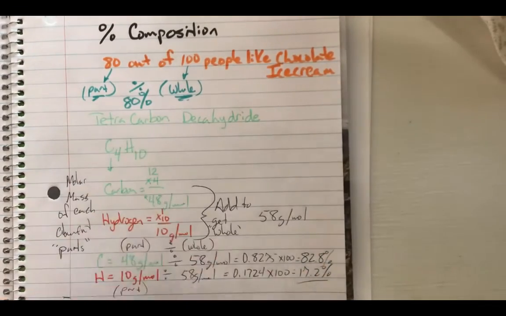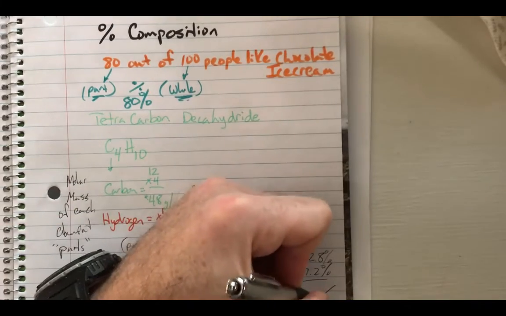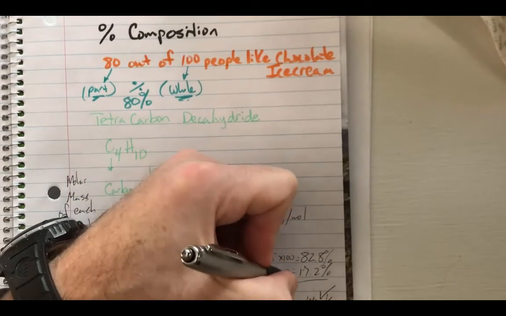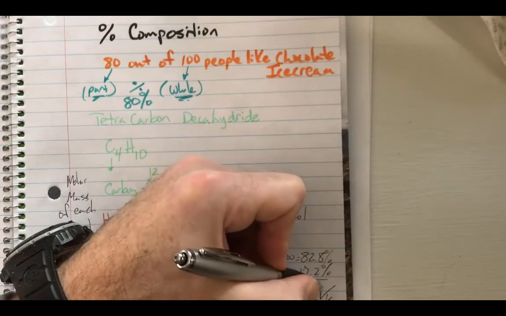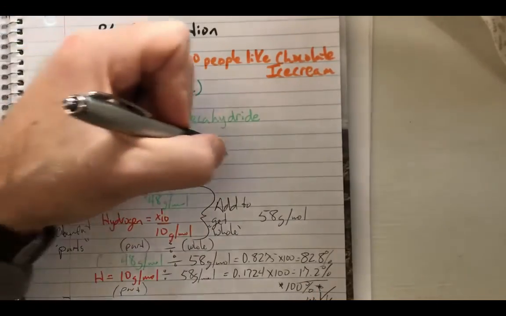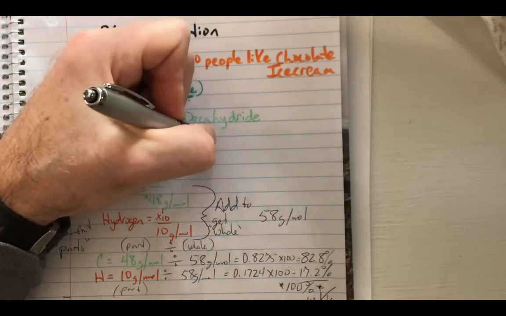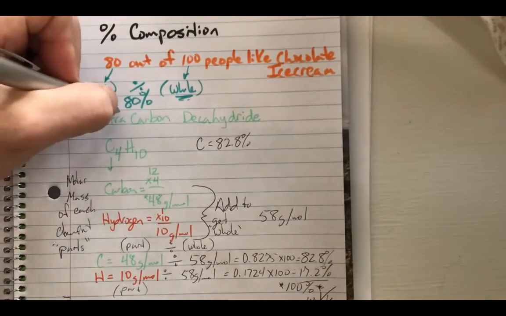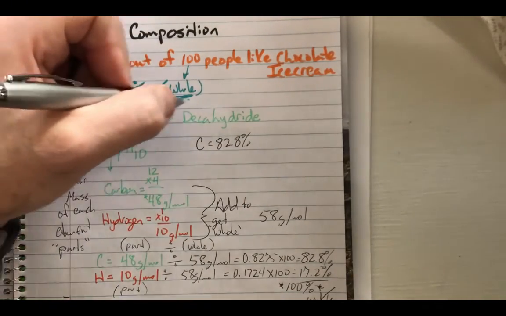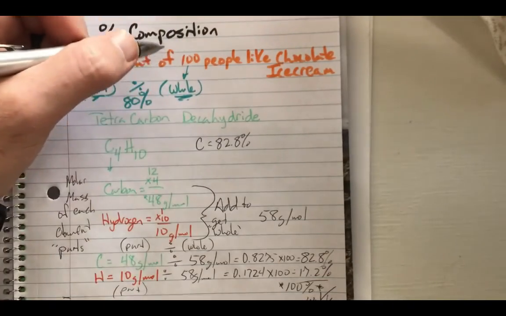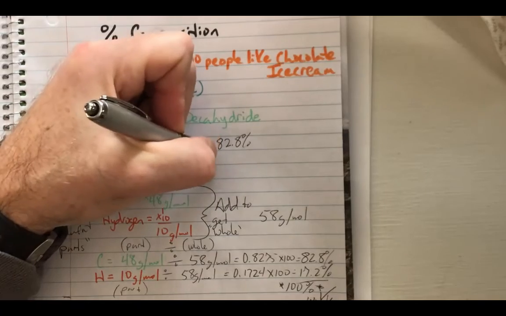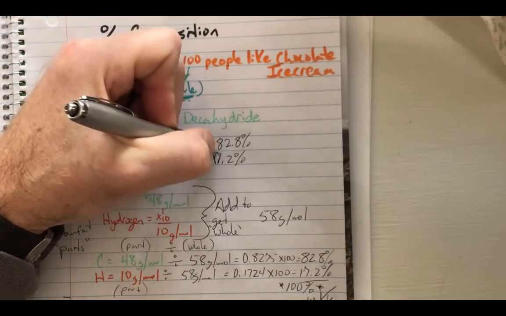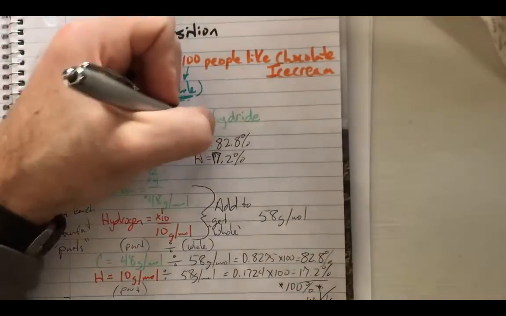Now, the last thing you need to do to check your work is to make sure that these things add up to 100, or really darn close to it. If they don't, I know I made a mistake somewhere. This would be rewritten as tetracarbon decahydride would be 82.8% carbon, and it would be 17.2% hydrogen. And that would be my answers.